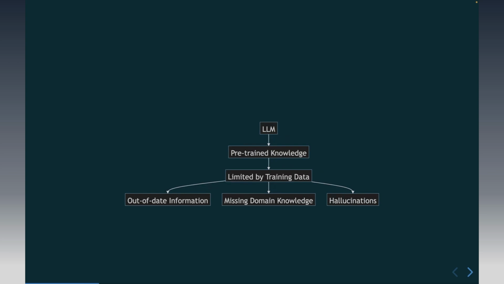This diagram illustrates a few limitations of LLMs operating on their own. The pre-trained knowledge is limited by the training data, leading to out-of-date information, missing domain knowledge, and the potential for hallucinations.